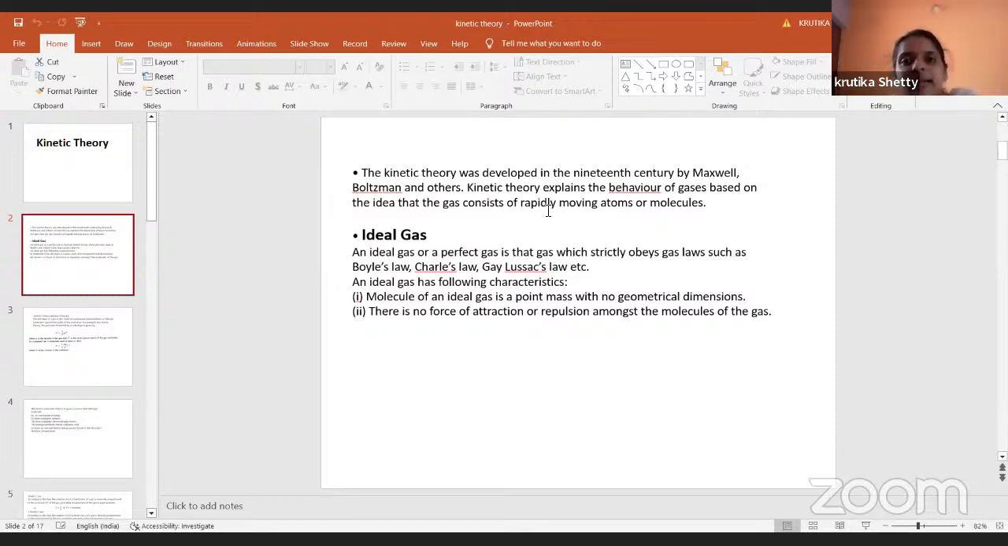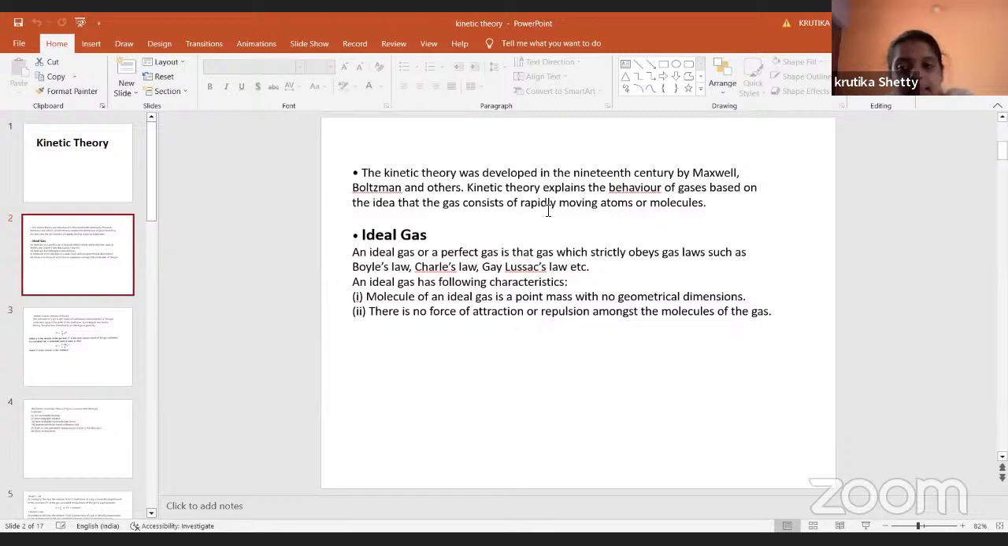Like that, to study the nature of gases, we require some specific reference. That specific reference is the ideal gas. What is this ideal gas? An ideal gas or perfect gas is that gas which strictly obeys the laws like Boyle's law, Charles' law and Gay-Lussac's law. In physics we have mainly three laws for gases: Boyle's law, Charles' law and Gay-Lussac's law. So an ideal gas has the following characteristics.